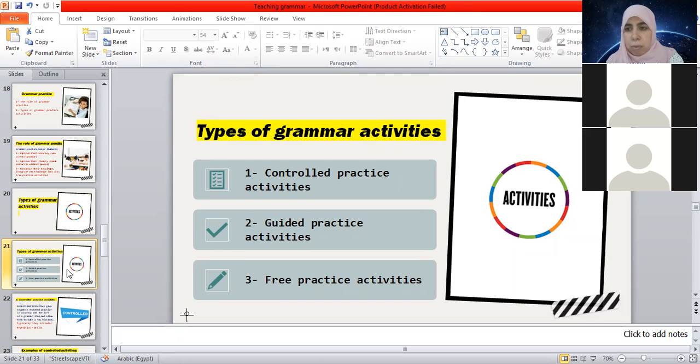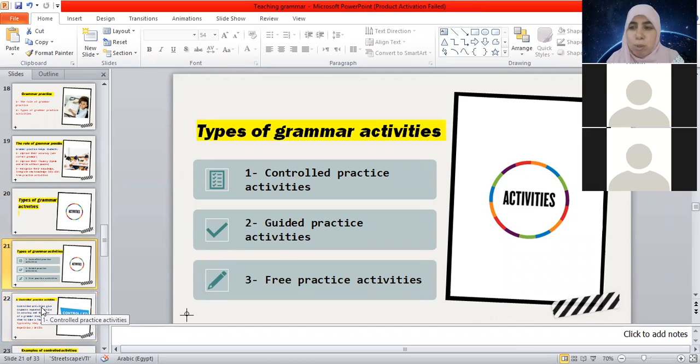But if you feel that your students master the form and they got the meaning, it's easy for them to work out the meaning. It's okay to give them free practice activity. So don't jump to free practice activity. It's supposed to be done in order. Okay, so controlled practice activity, it's all about the form. Guided practice activity helps with meaning, and the free practice activity helps with use. Okay, so let's start with the control.